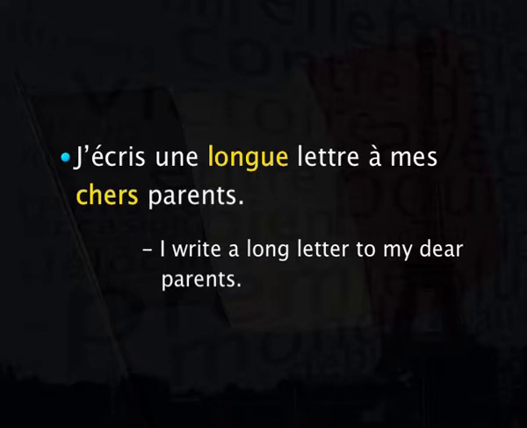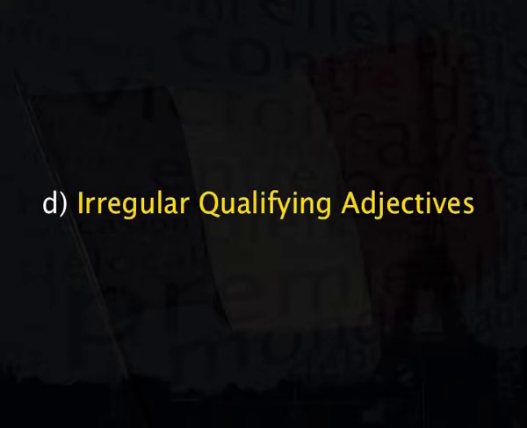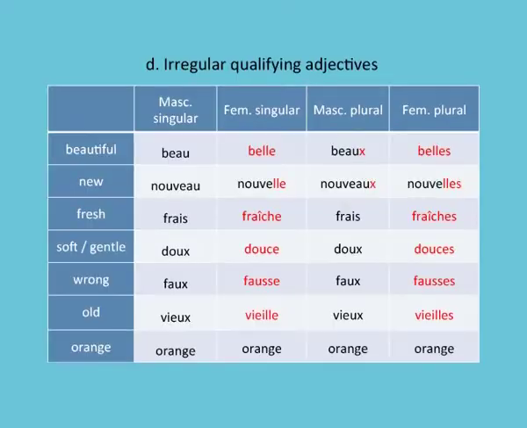J'écris une longue lettre à mes chers parents. I write a long letter to my dear parents. Des feuilles sèches couvrent le toit neuf. Dried leaves cover the new roof. D. Irregular qualifying adjectives. Adjectives belonging to this category are exceptions.